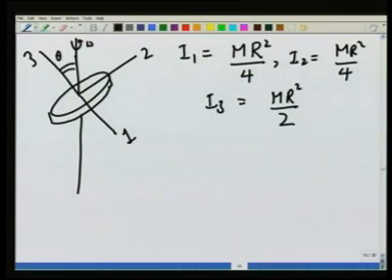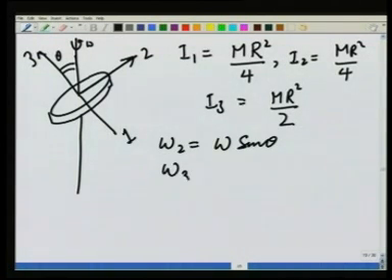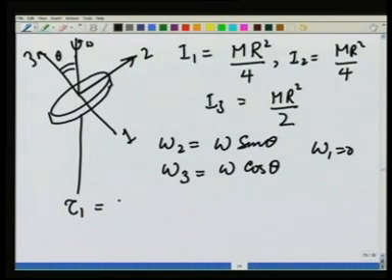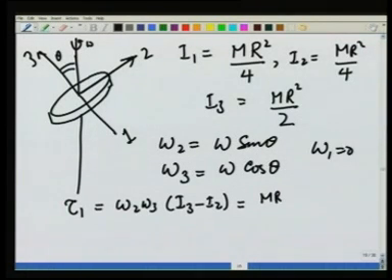Omega has components at this point in direction 2 and direction 3. Omega 2 is equal to omega sine theta. Omega 3 is omega cosine theta. If I want to calculate torque, tau 1: omega 1 is obviously 0, omega 2, omega 3, I3 minus I2 gives me I2 minus I3, which is mr square over 4 omega square sine theta cosine theta.